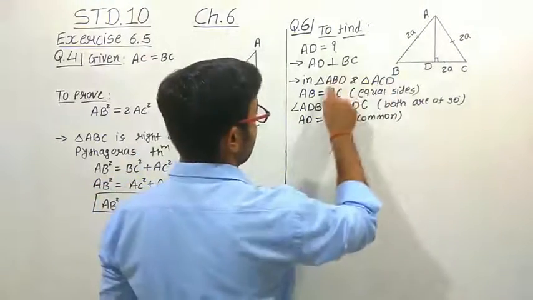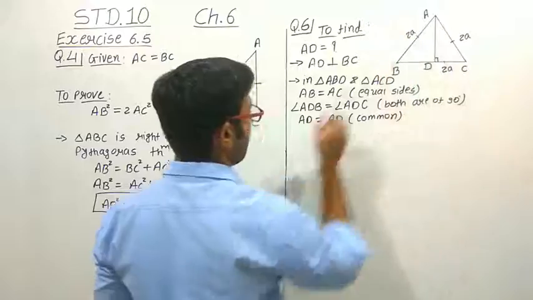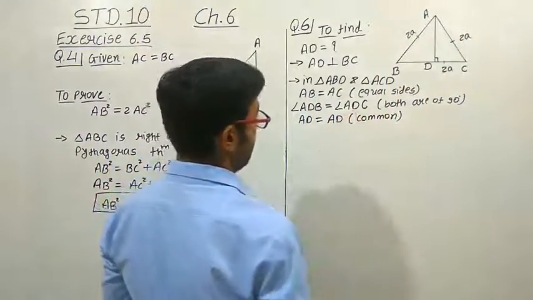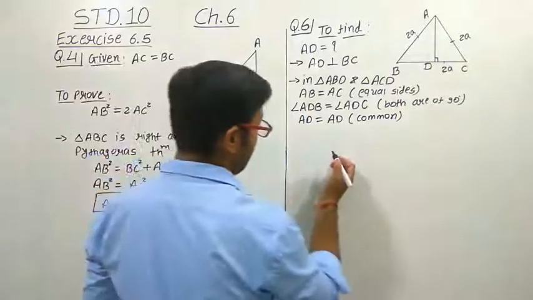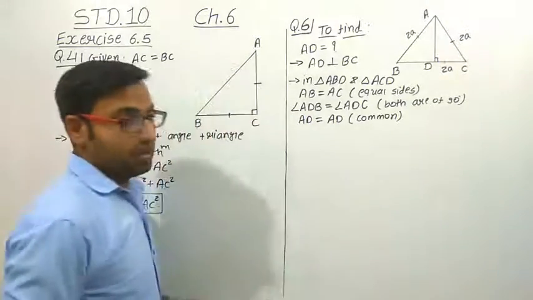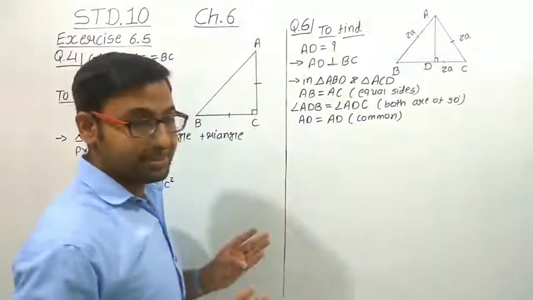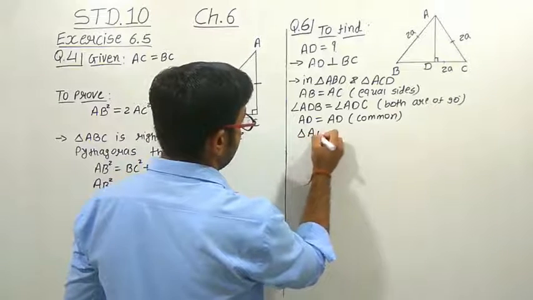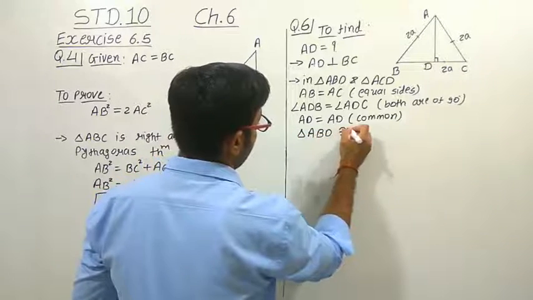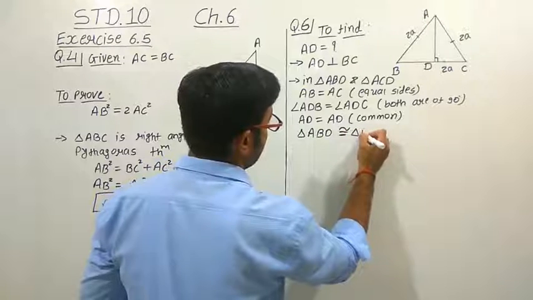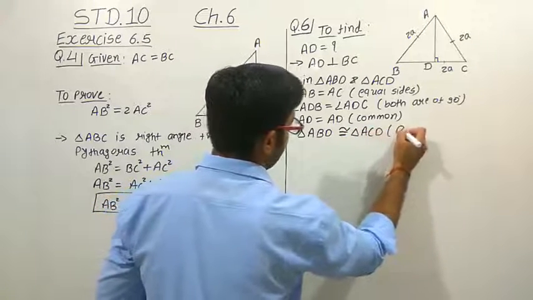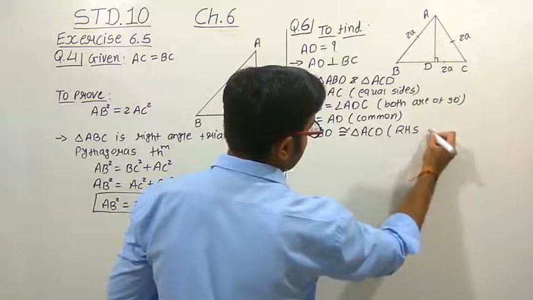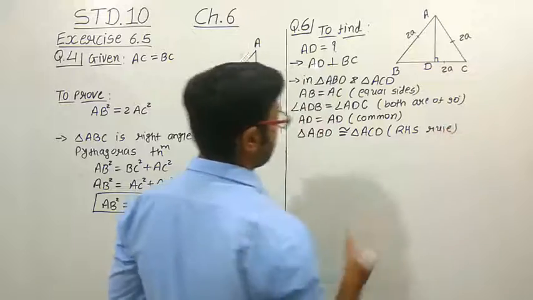So if we consider triangle ABD, then AB is what? The hypotenuse. AD is one of the sides of the triangle, and angle D is a right angle. So according to the right angle, hypotenuse and side, that means the RHS rule. According to the RHS rule, we can write down triangle ABD is congruent to triangle ACD according to the right angle, hypotenuse and side rule.